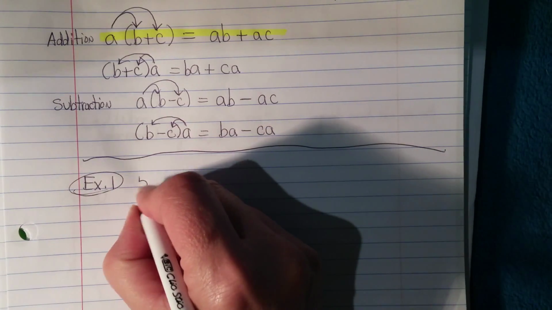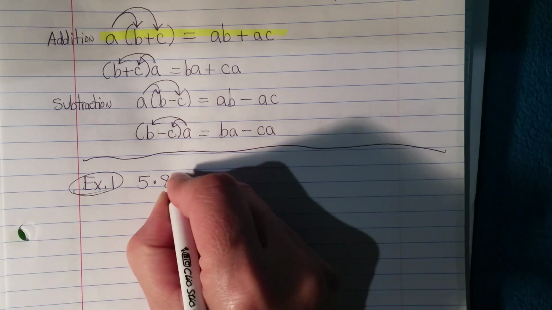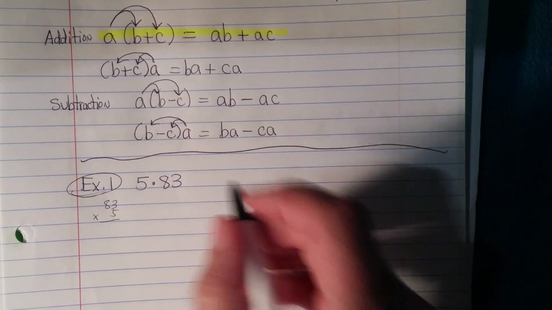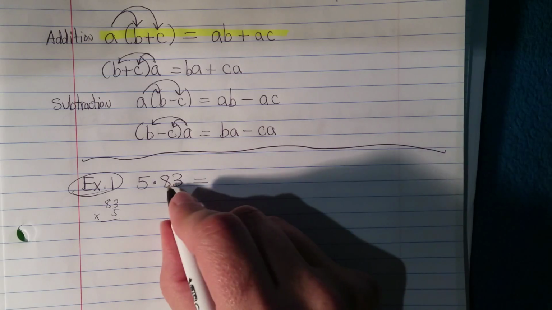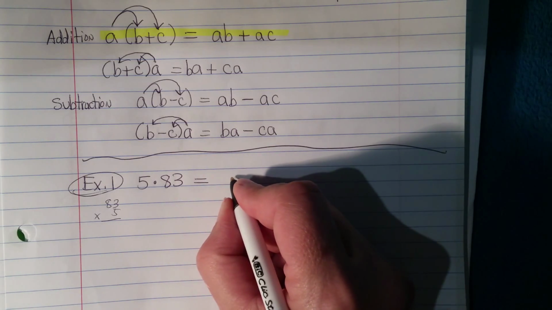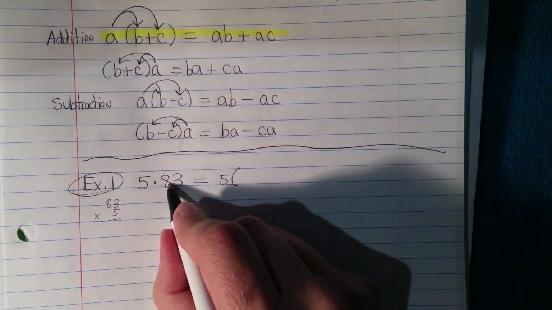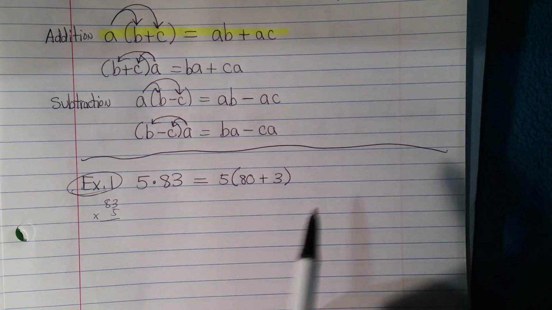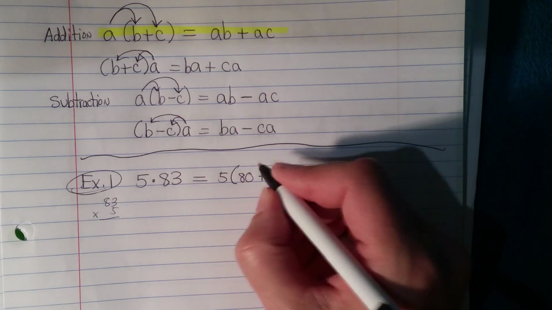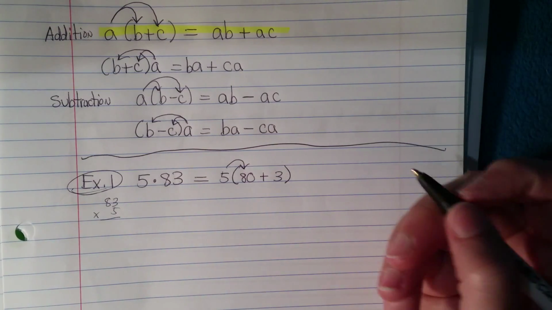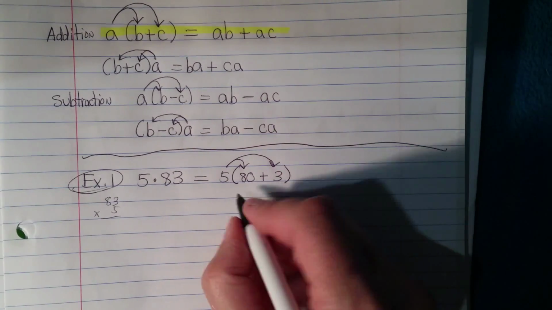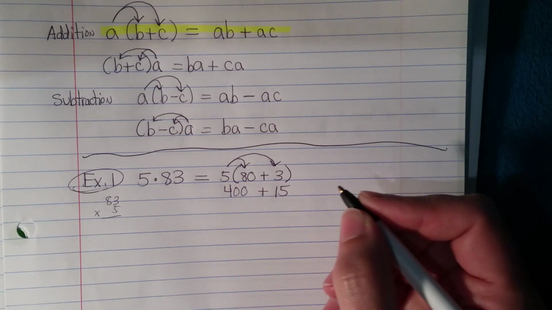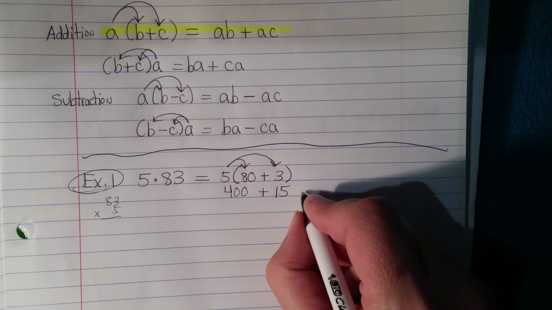If you have 5 times 83, instead of doing 83 times 5 and going through that process, you could rewrite this as 5 times, now I'm going to break the 83 up into an 80 and 3. And you could just do this mentally. So then what you really have is 5 times 80, well that's easy to do in your head because of the 0, plus 5 times 3. So you just have 400 plus 15, and you get 415.